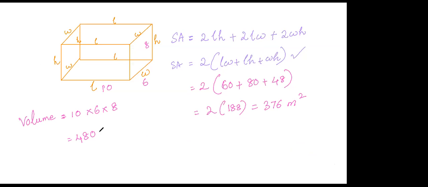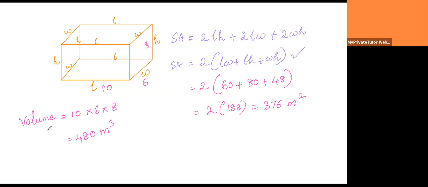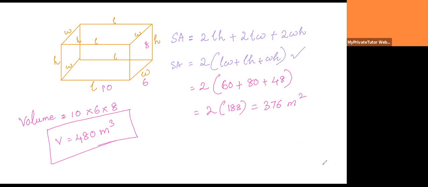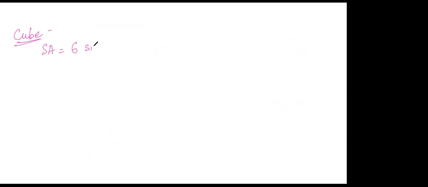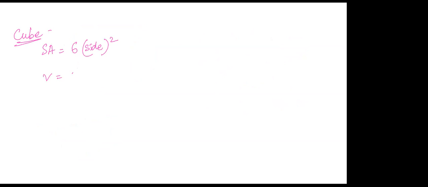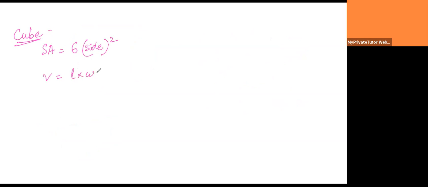And the volume is 480 meter cube. I hope you guys understand. If you're able to remember the formulas, it's fine. So let me quickly write the formulas of the cube. What is the surface area? It is just 6a square, 6 times side square. Volume of cube is length times width times height, which is the same as side cube because all sides are equal.